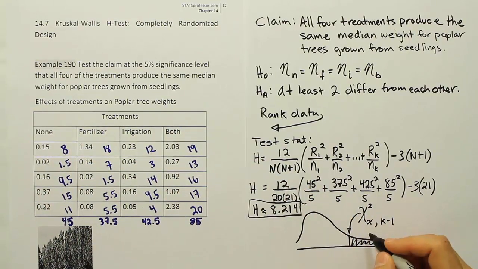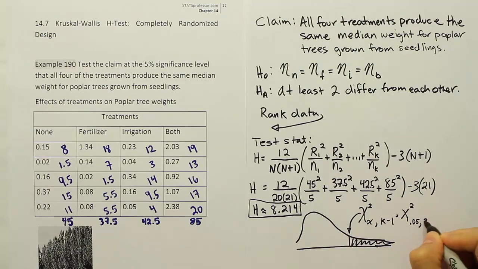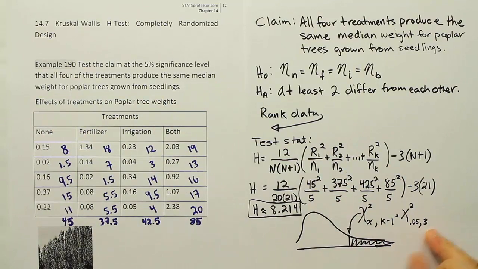So for us, the alpha is 5%. So we're going to have essentially chi-squared 0.05 with 3 degrees of freedom because we have 4 treatments, take away 1, we get 3. All right, so what we need to do then is go to our chi-squared table. We're going to go to the 0.05 column. We're going to look up 3 degrees of freedom and see what that gives us. Let's go do that right now.